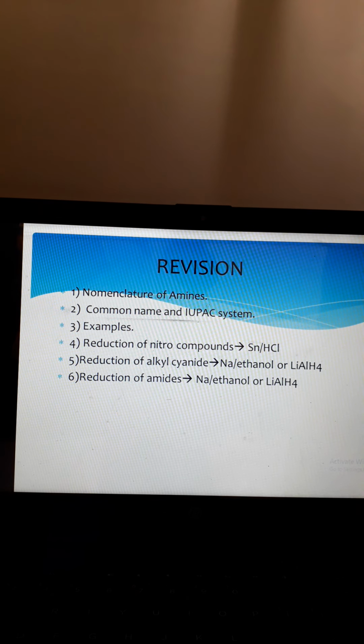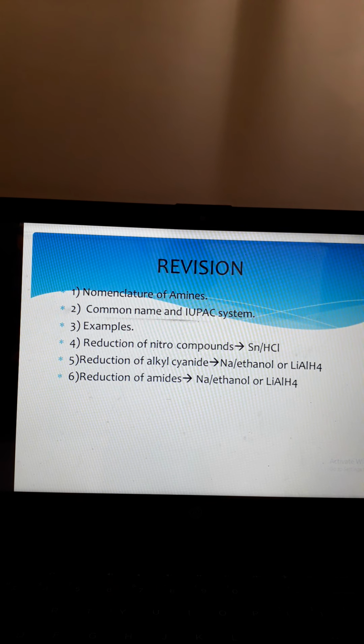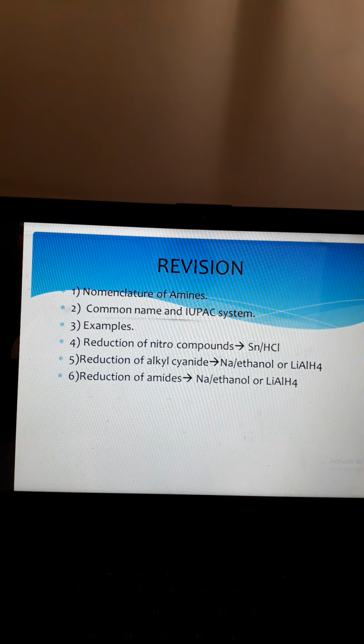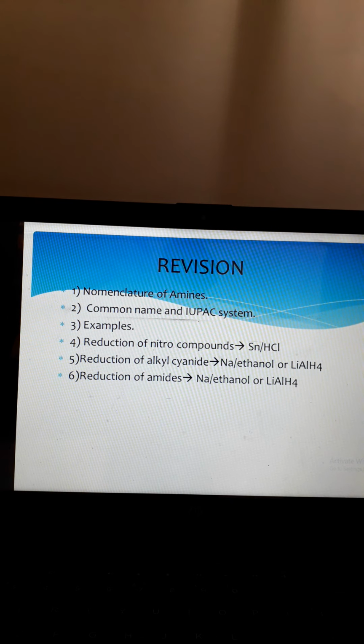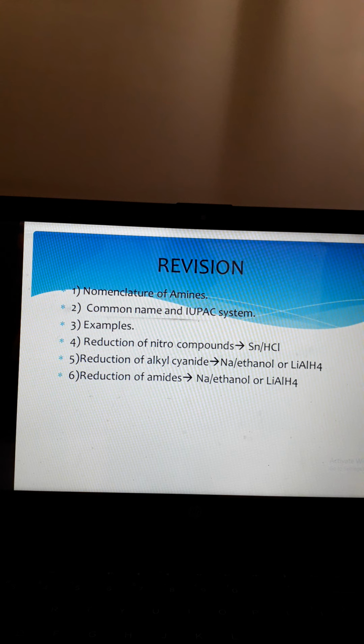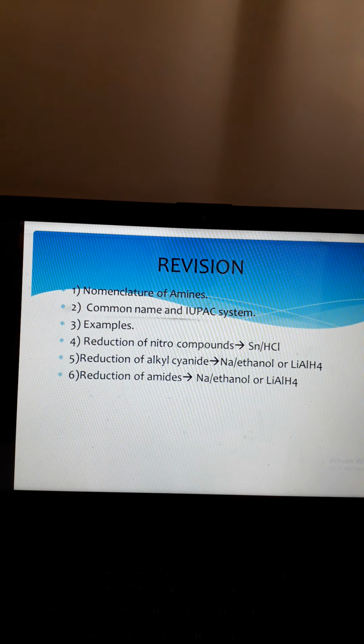and in all these 4 procedures we get the primary amine. So in today's session, first we have seen the nomenclature of amines. Second, we have seen the common name and IUPAC system of naming of amines. We have seen the table with examples. And another, we have seen the reduction of nitro compounds. Again, we have seen the ammonolysis, reduction, that is Mendius reduction, and reduction of amides.